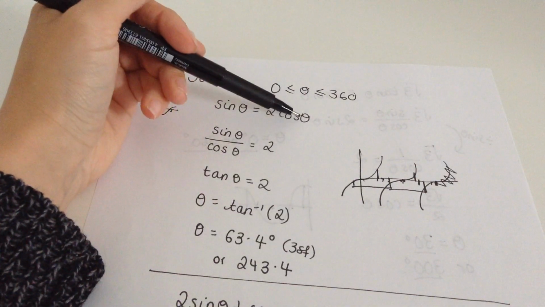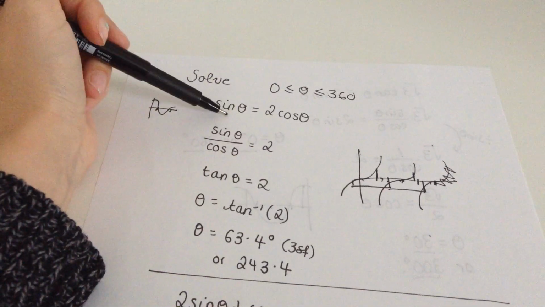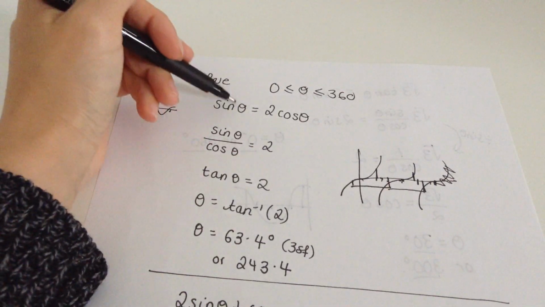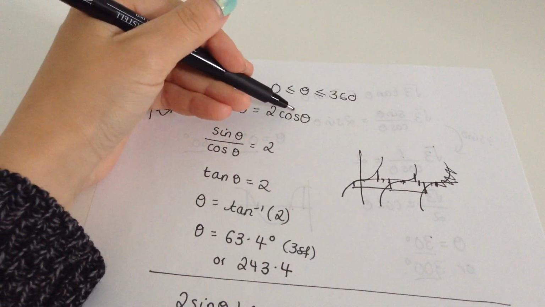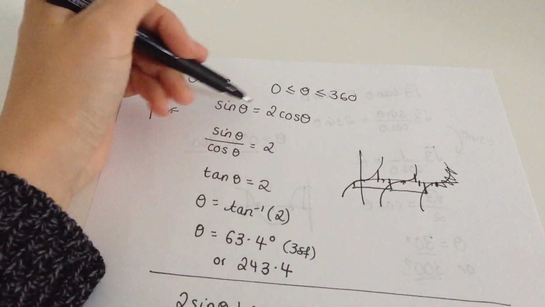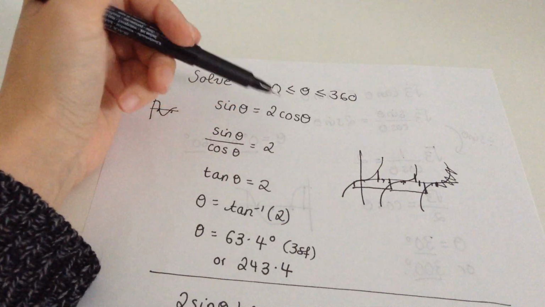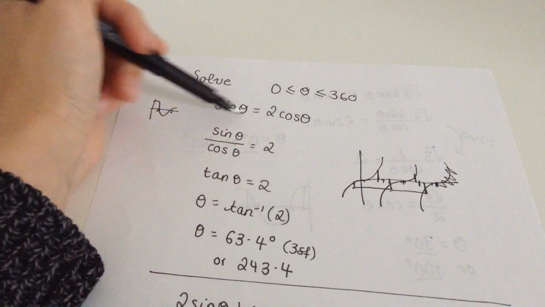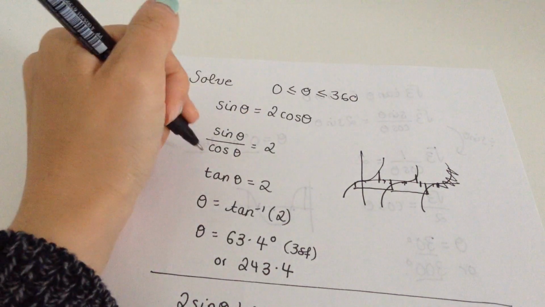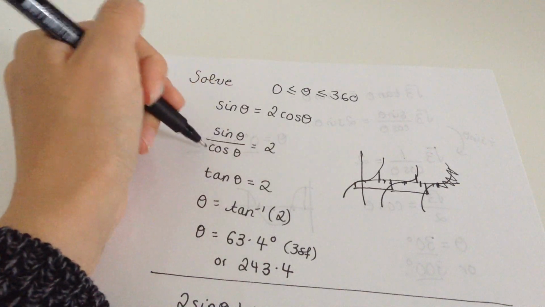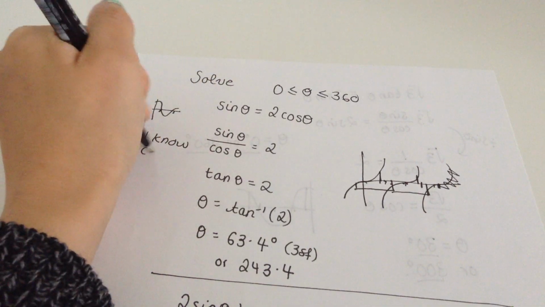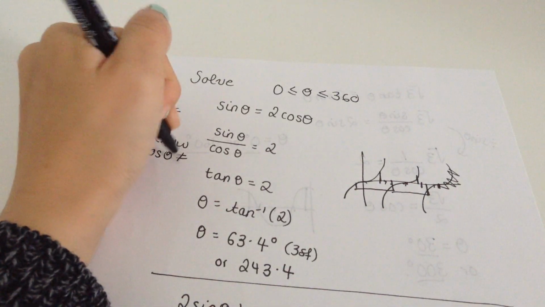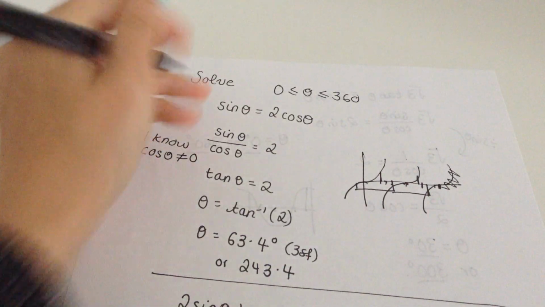But if theta was 90 or 270, then sine theta would have been 1 or minus 1. And 1 or minus 1 does not equal 0. So this equation wouldn't have worked if cos theta had been 0, because then I would have had 0 on this side, but I wouldn't have 0 on this side. So I'm allowed to divide both sides by cos here, because I know that there's no way that cos theta in this situation equals 0. So that's fine.